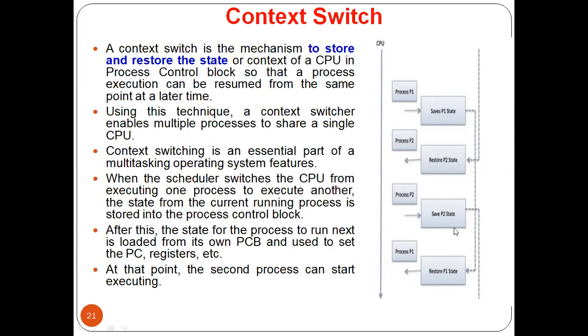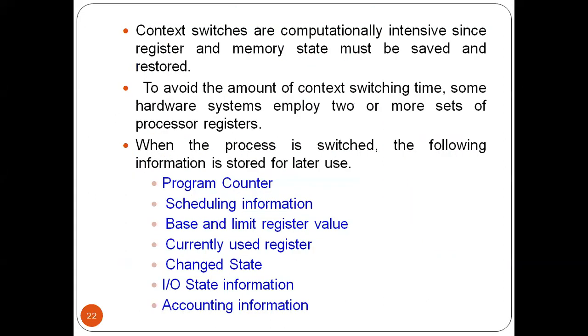So in this manner, we can store any process state, and we can also restore the same state at a later time. This process is called the context switch technique, which will maximize the CPU utilization. Context switches are computationally intensive since register state and memory state will be saved and restored back. To reduce the context switching time, some hardware systems employ two or more sets of process registers.